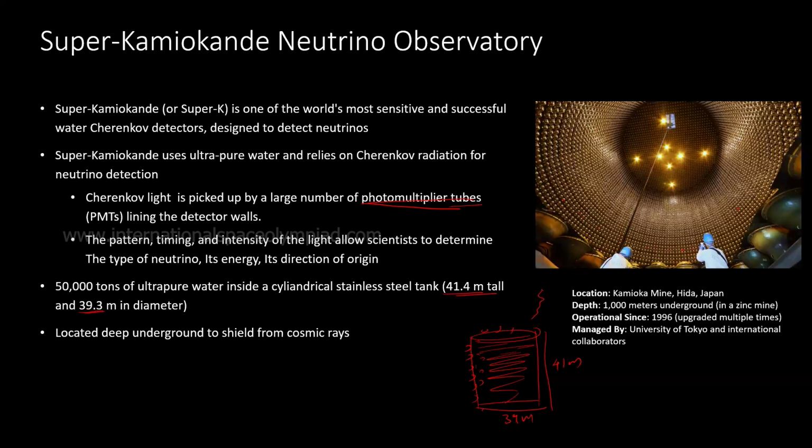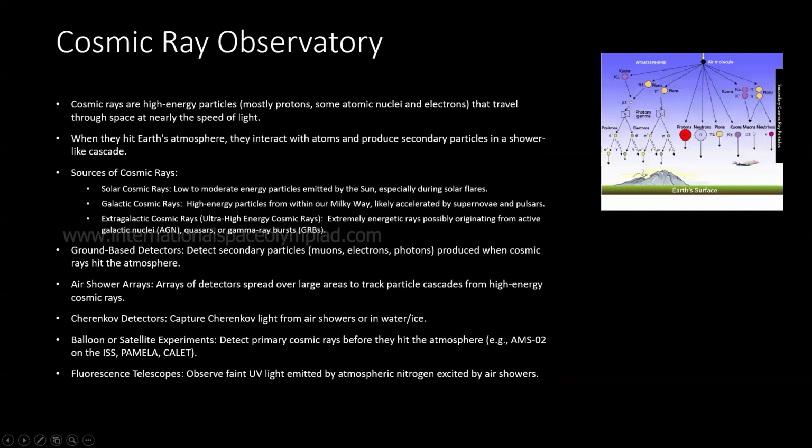Using this photomultiplier tube, you can observe or detect the Cherenkov radiation. So when Cherenkov radiation is there, it might be due to the presence of a neutrino. So this is another neutrino observatory. Now there is one more kind of particle. It is not just one type of particle; there are many kinds of particles. Something called a cosmic ray.